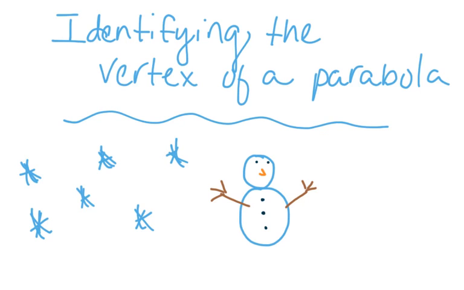Welcome to the continuation of Chapter 5 on quadratics, or graphs of parabolas. This section specifically talks about identifying the vertex of a parabola. Alright, so this is 5.1, continued.